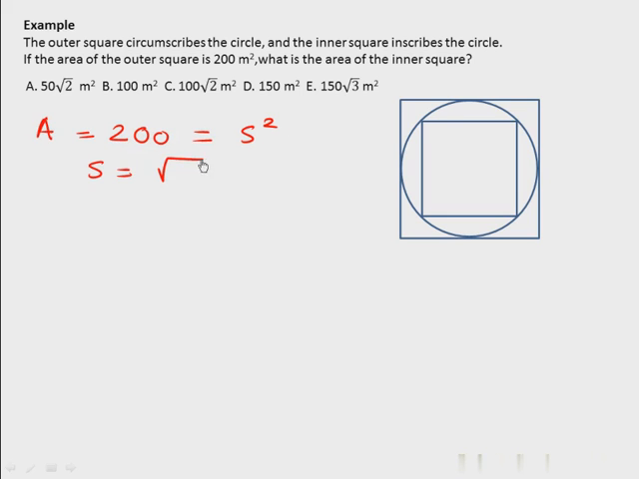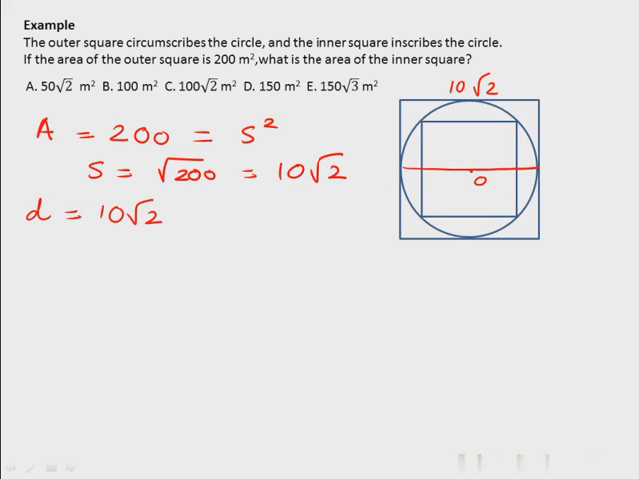So the side is root 200. That's 10 root 2. I'll keep it as 10 root 2. I will not play with decimals. So the side of the square is 10 root 2. Relate the outer square to the circle because I got to move towards the inner square. So the side of the square is what of the circle? Well, this is also the side of the square and that's the diameter of the circle. So diameter is 10 root 2.